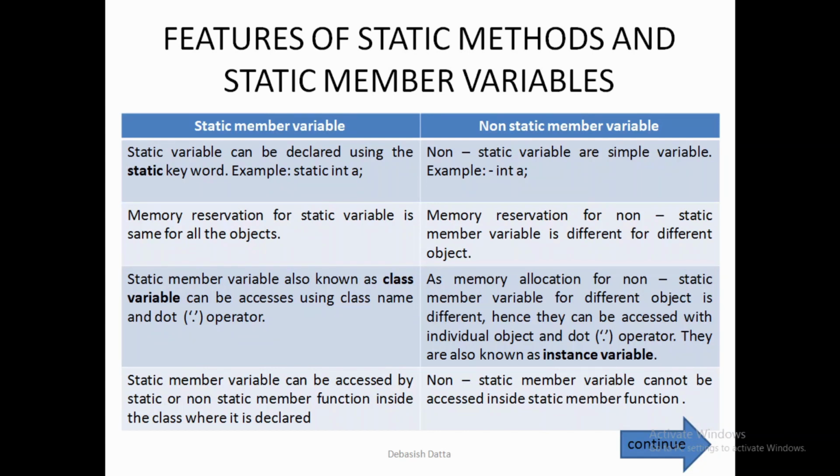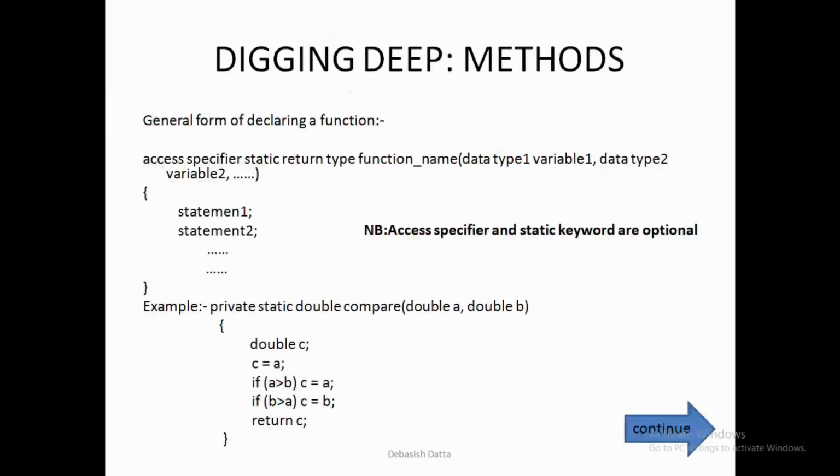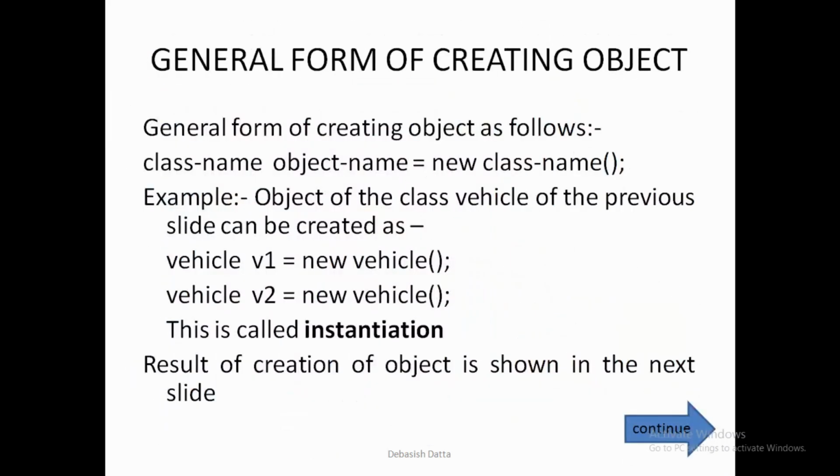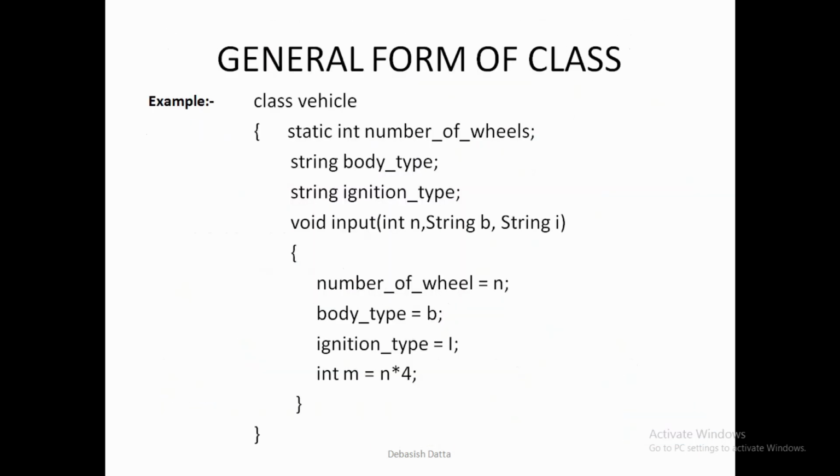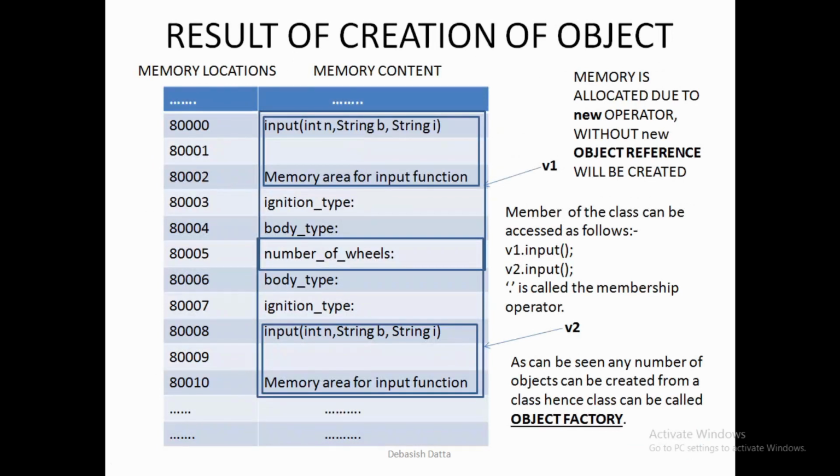For a flashback, I am going into the picture here. Yes, here. As you can remember, if not, then let's see this example. Here, body type and ignition type are two non-static members, as no static is written before their data types, and the number of wheels is a static data member, as the static keyword is written before the data type, that is int.